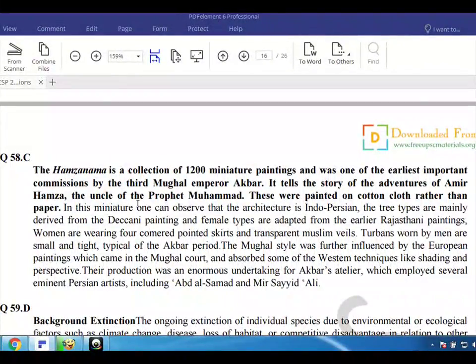In this miniature one can observe that the architecture is Indo-Persian. The tree types are mainly derived from the Deccani painting, and female types are adapted from the earlier Rajasthani paintings. Women are wearing four-cornered pointed skirts and transparent muslin veils. Turbans worn by men are small and tight, typical of the Akbar period.